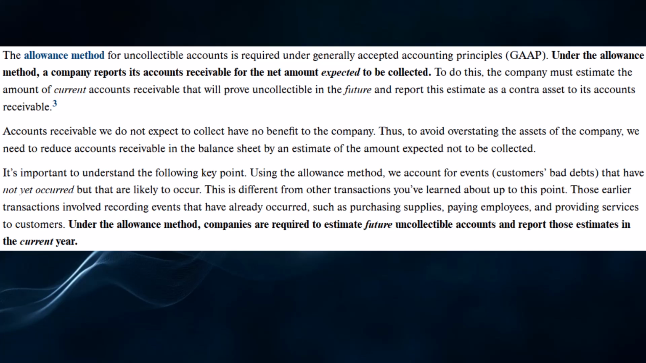The method we use is the allowance method. Under this method, we must estimate future uncollectible accounts and report those estimates in the current period. We do this by creating a special new contra asset account called Allowance for Uncollectible Accounts. This account reduces our accounts receivable on the balance sheet to its net amount expected to be collected.